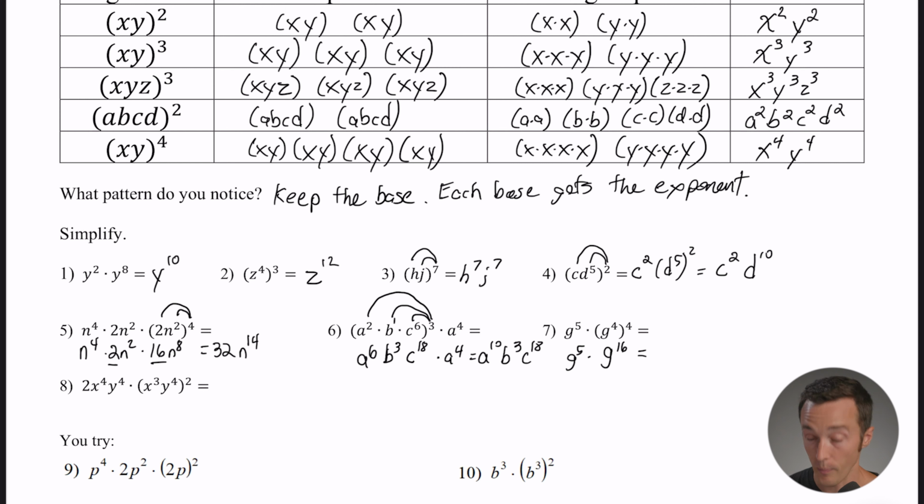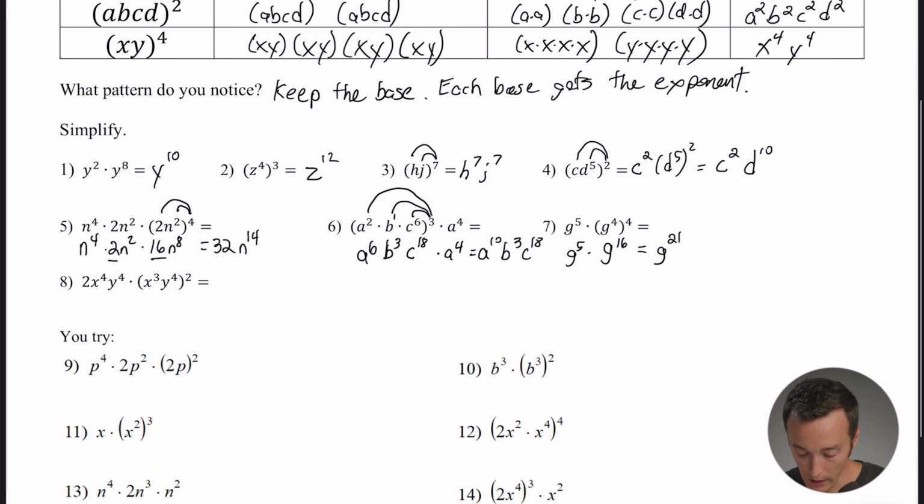Now, hopefully, from that very first set of exponent rules that we talked about, you can see that this is a situation where we will keep our base and just add those exponents. So g to the 21st power. Okay, good job so far. Let's do one more together, and then I'm going to let you try some of these on your own.